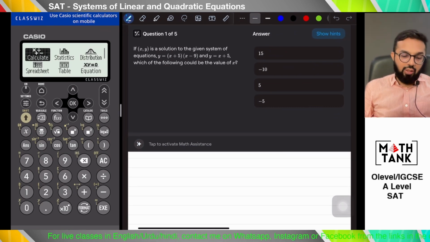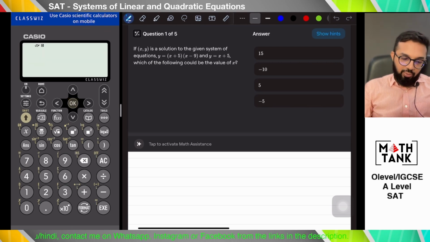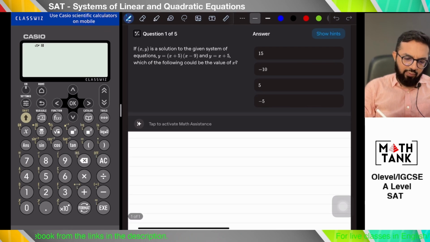Today's topic is solving linear and quadratic equations. Let's begin. Question number one says if (x, y) is a solution to the system given, which of the following could be the value of x? So this is just about solving simultaneously. Let's begin solving simultaneously.